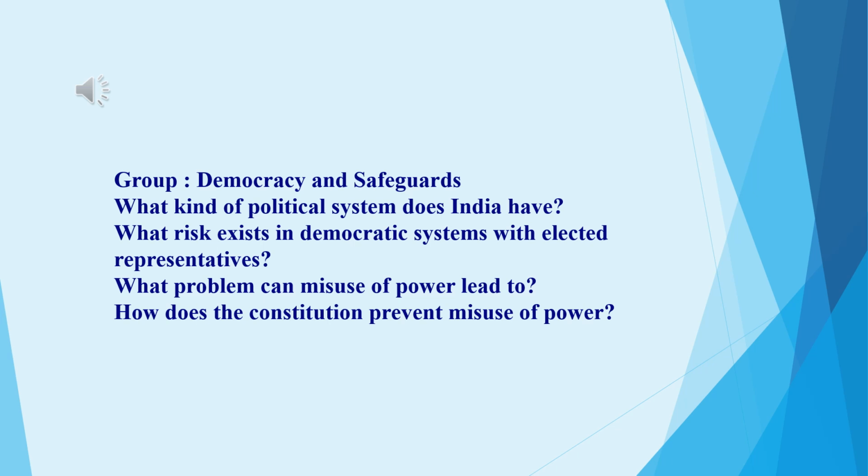Group, democracy and safeguards. What kind of political system does India have? What risk exists in democratic systems with elected representatives? What problem can misuse of power lead to? How does the constitution prevent misuse of power?